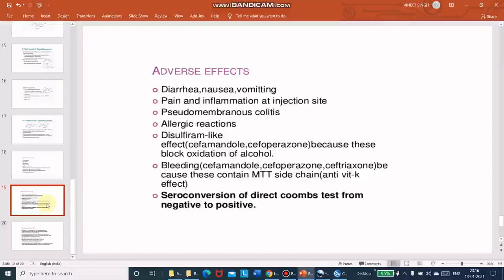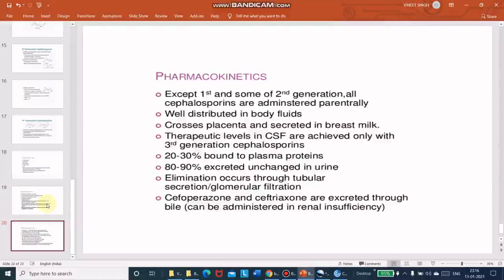And these are adverse effects like diarrhea, nausea, vomiting, pain and inflammation at the injection site, pseudomembranous colitis, allergic reaction, disulfiram-like effect with alcohol, rashes, bleeding. These contain MTT group, and seroconversion of direct Coombs test from negative to positive.